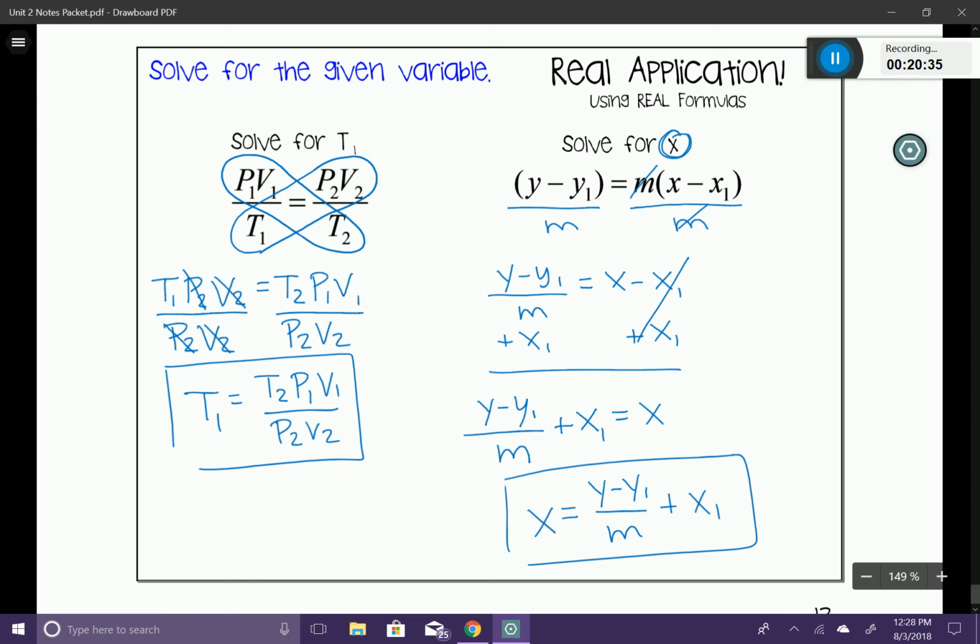There it is. All right, so that brings us to the end of our lesson on literal equations, and feel free to take some time to review some of those problems at your leisure.